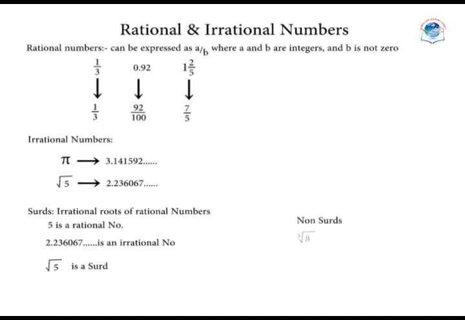For example, cube root of 8. 8 is a rational number, but we said for a number to qualify as a surd, its root must be an irrational number. Cube root of 8 is 2. 2 is a rational number, and therefore the cube root of 8 is not a surd. Root 49. 49 itself is a rational number. Root 49 is also not a surd because the square root of 49 is 7, and 7 is a rational number. Fifth root of 32 is 2, and therefore fifth root of 32 is not a surd.